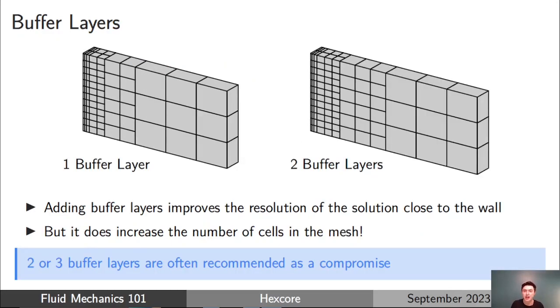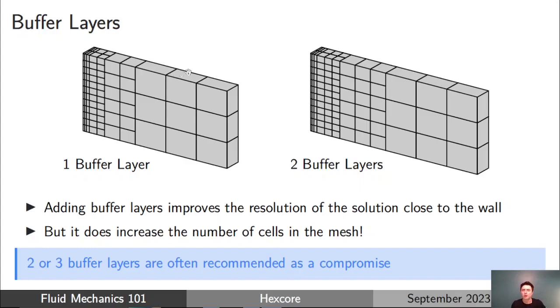And we don't just have to use one buffer layer, of course. We could use 2, 3, 4, or several buffer layers. Each time we're just adding an additional layer of cells before we transition to the larger cell. So in this diagram on the left, we've got one buffer layer, that's one extra layer, you can think of it that way. And in this diagram on the right, we've got 2 buffer layers, so 2 extra layers before transitioning to the larger cells.